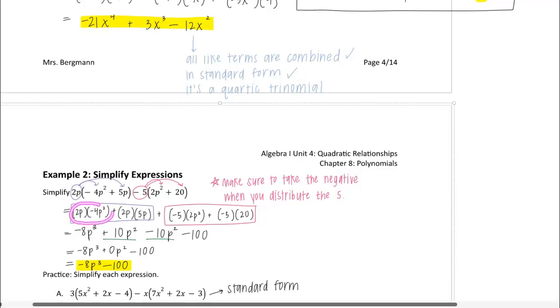First is 2p times negative 4p squared. 2 times negative 4, we get negative 8. And then p times p squared, we get p cubed.